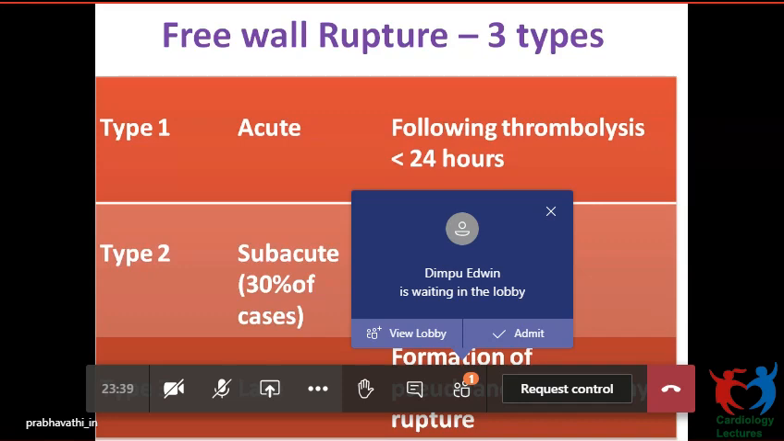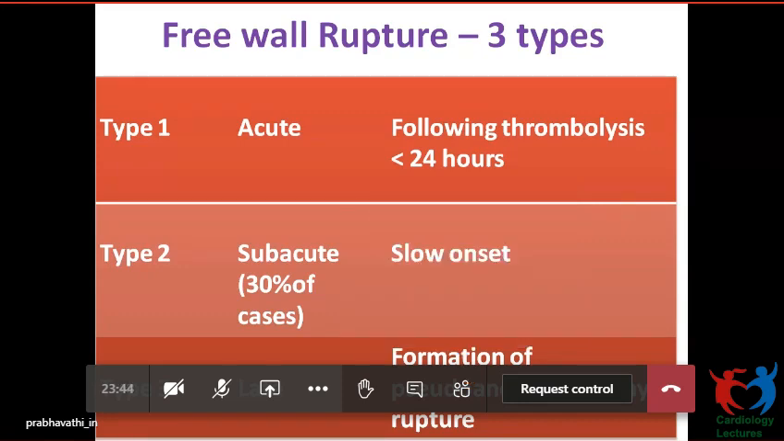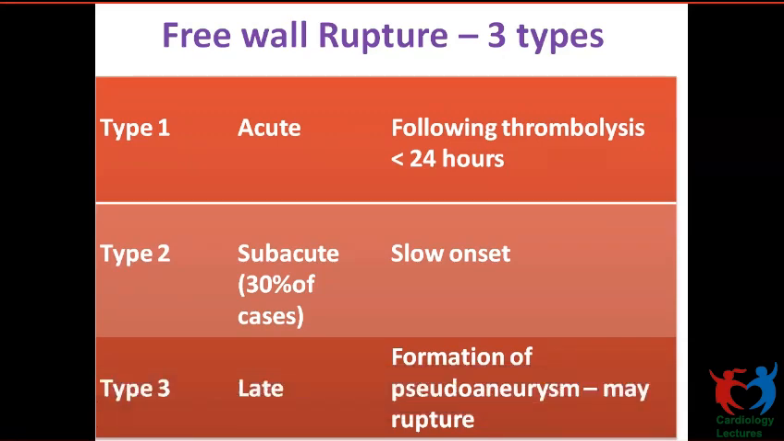This acute rupture? Yes, ma'am. Thrombolysis does not give protection. Delayed thrombolysis increases the risk, and it does not give protection against free wall rupture. Which trial showed that?